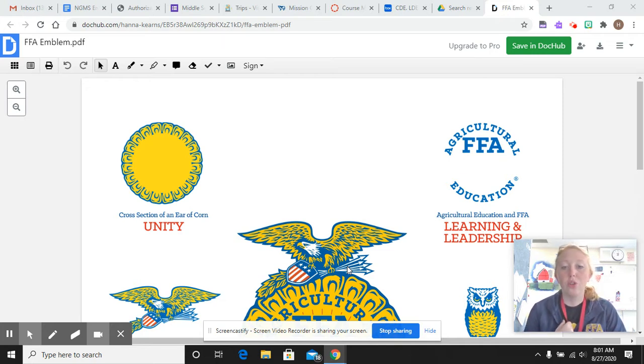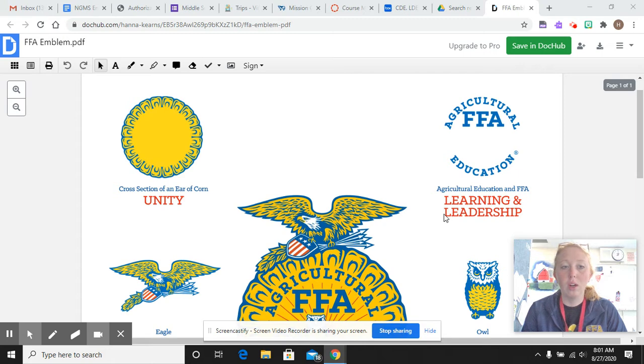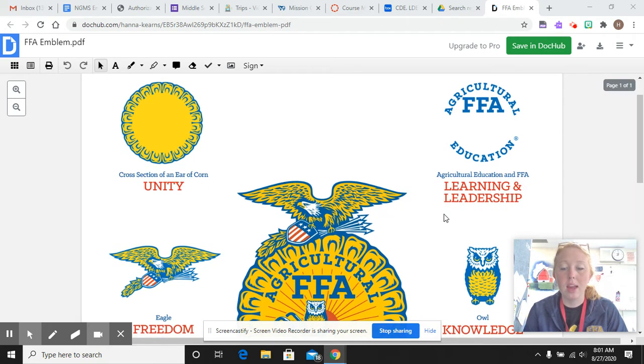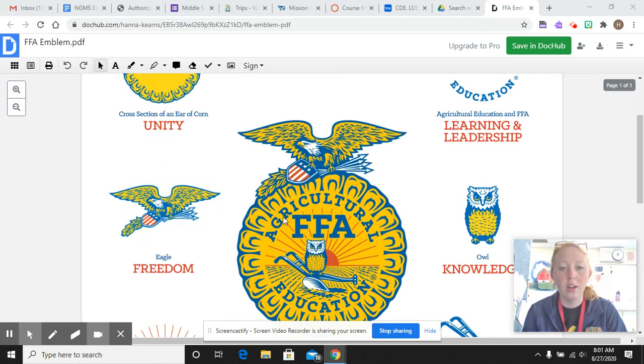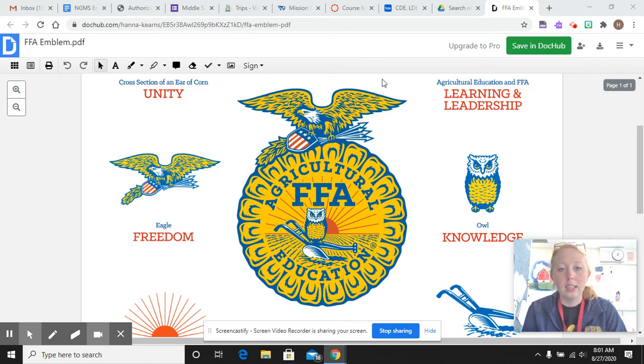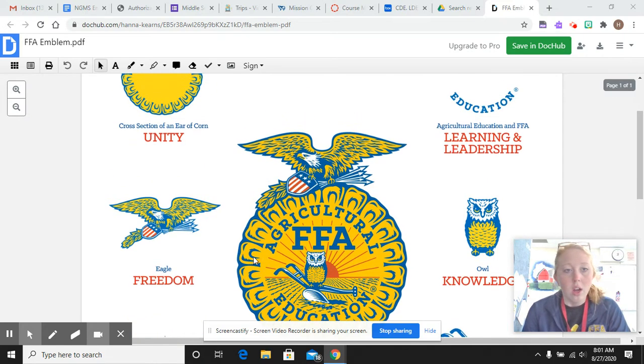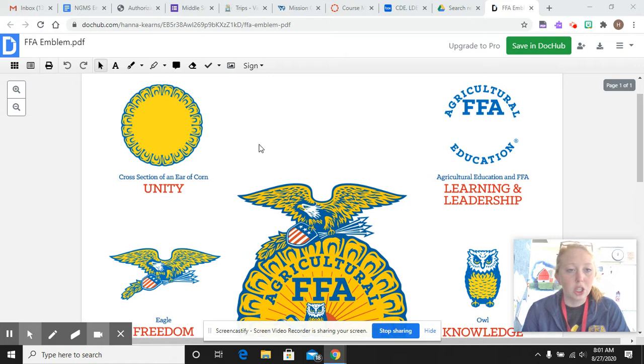And I want you guys to create your own FFA emblem and basically recreate this emblem. And I want you to understand the meanings of them and then say what it means to you. So I'm going to go through each of the parts. This is obviously the FFA emblem. You see this a lot, and especially when you're down in my ag room, you'll see this a lot. So there are a lot of different sections to it. So we have the cross section and the ear of corn.